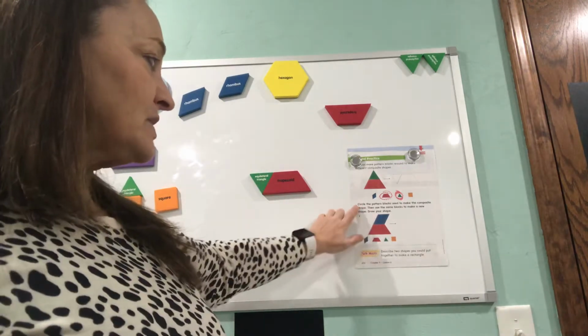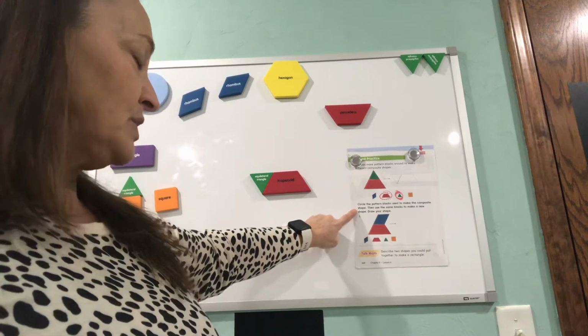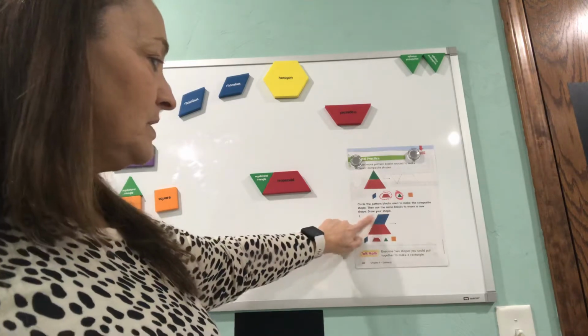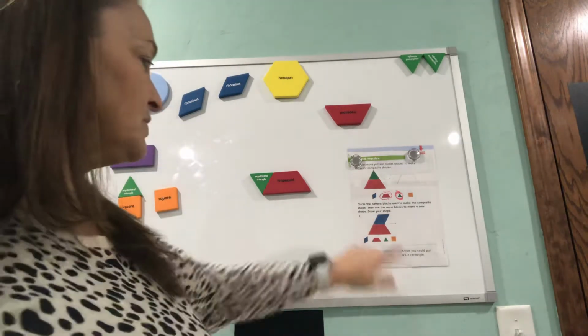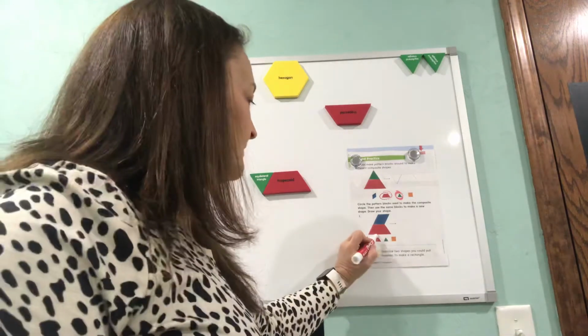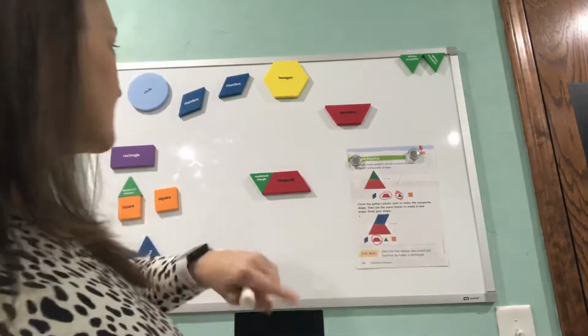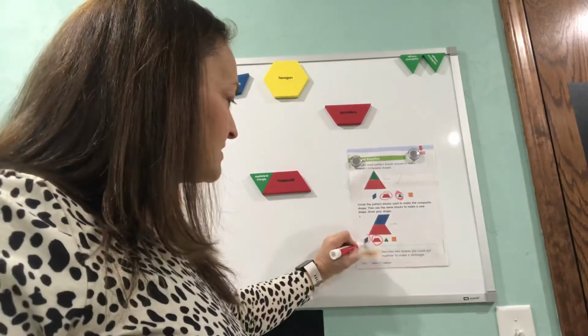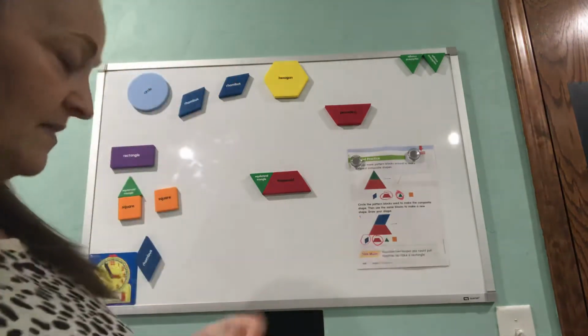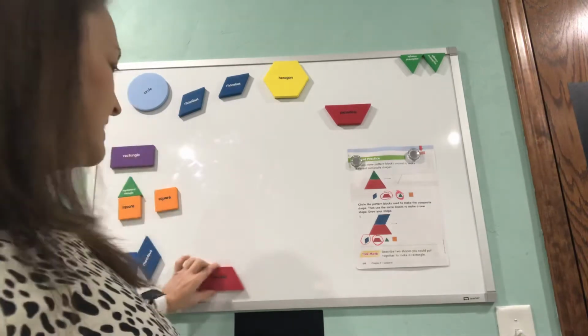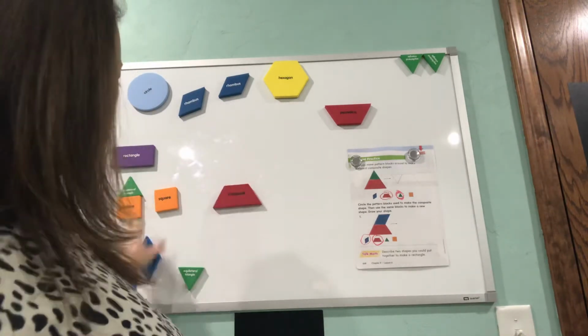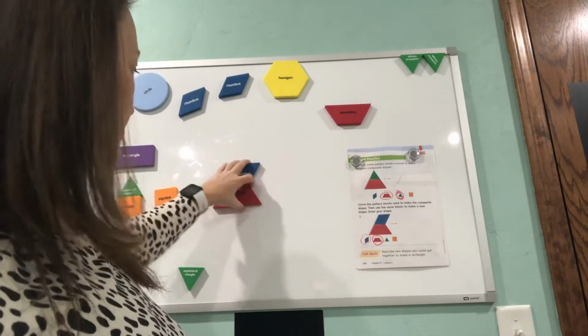So number one, it says circle the pattern blocks used to make the composite shape. So when we look at these two, what did we use? Well, we used the trapezoid again. And then we use this blue shape. That one is called the rhombus. So we're going to circle the rhombus because those are the two that they used to make that shape. So let's see. I have my trapezoid, and then I have my rhombus.